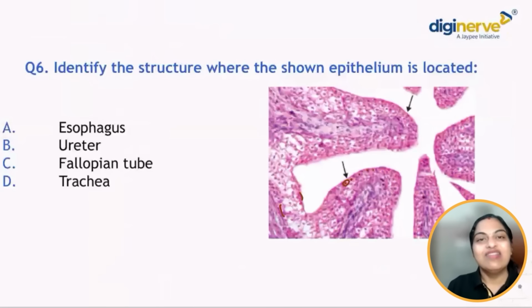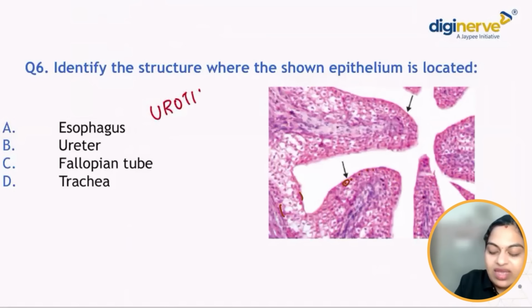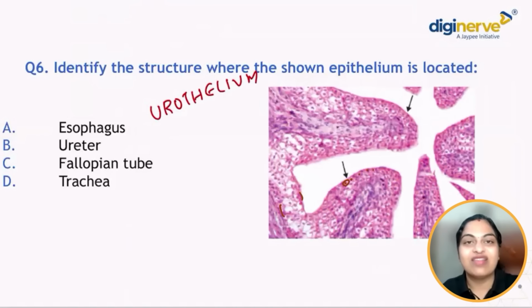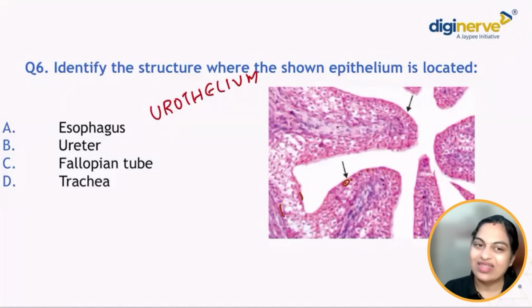seen in transitional epithelium. What is the other name for this transitional epithelium? Urothelium. Right, that lines the urinary tract starting from the minor calyces, the major calyces, the pelvis of the ureter, the urinary bladder, and yes, a major part of the urethra, isn't it?